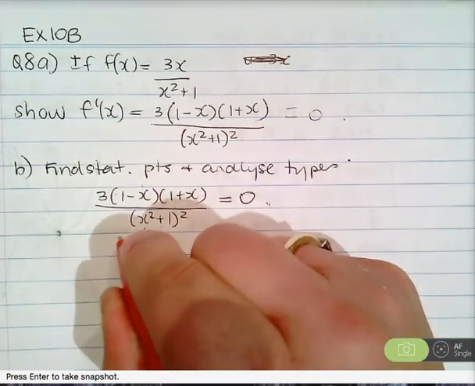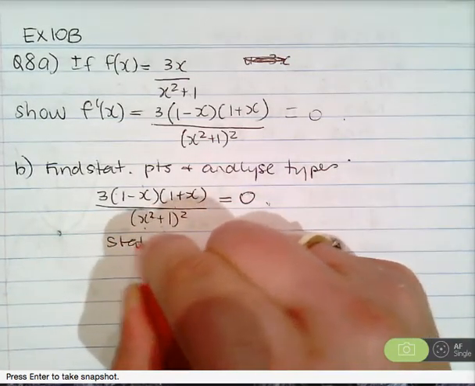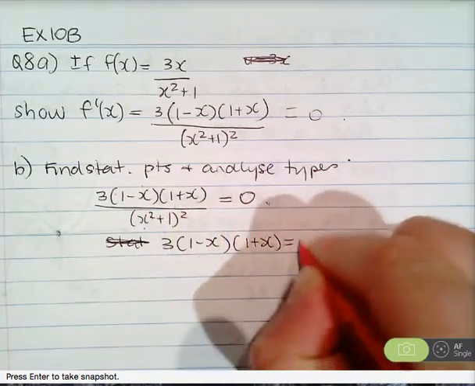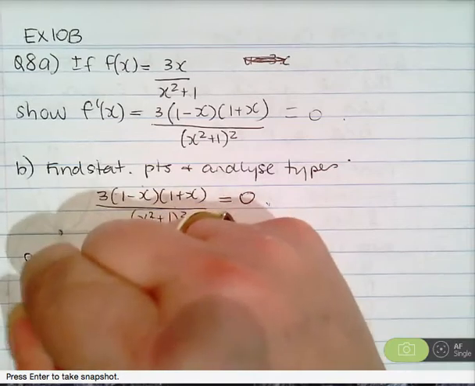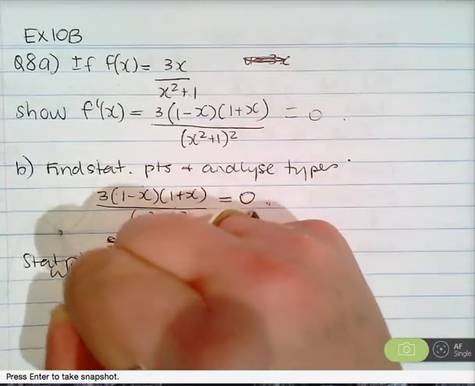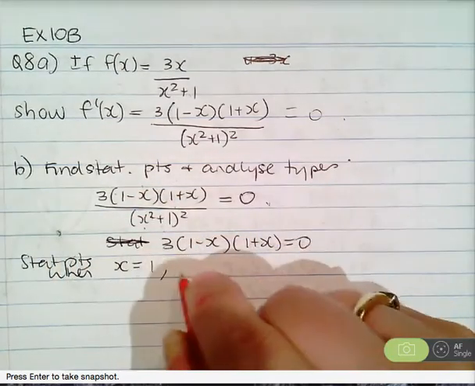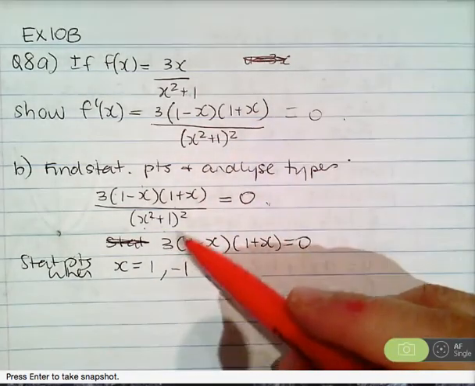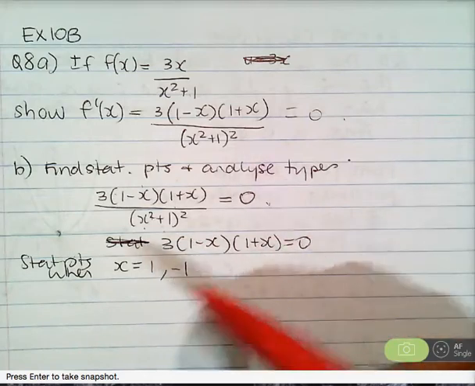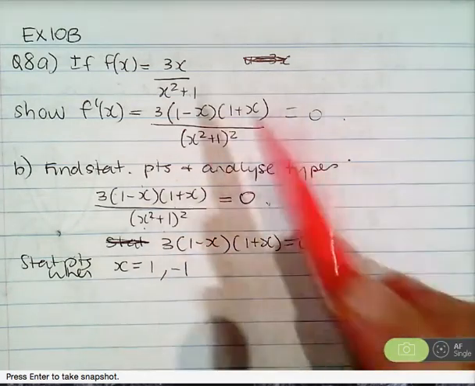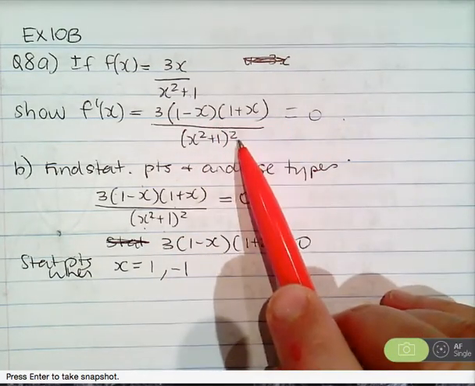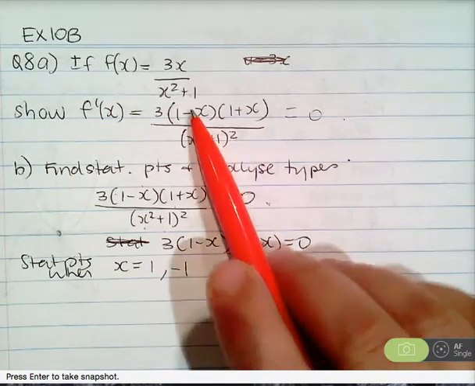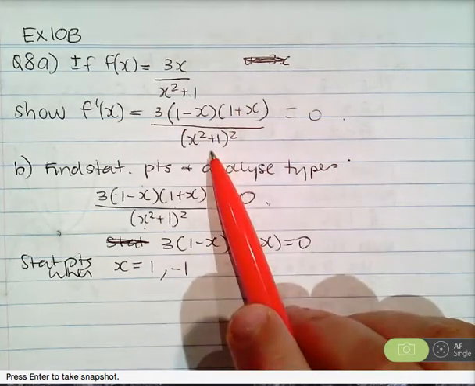So you are going to have stationary points. So you are going to have 3 bracket 1 minus x times 1 plus x equals 0. Therefore, you've got stationary points when x is 1 and negative 1. Now, you can substitute back into the original equation and get all the points. You can do the second derivative. Actually, see, this one, I would not do the second derivative. This is a really typical example. You really don't want to be differentiating this a second time.